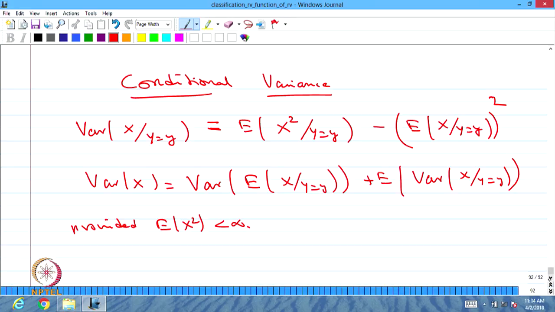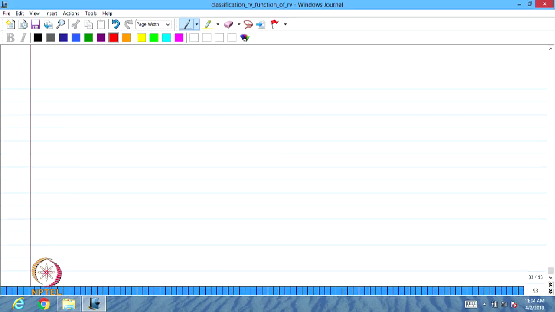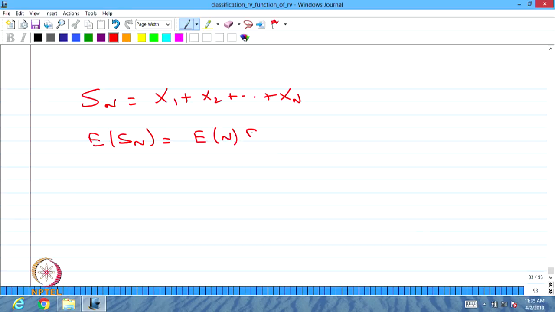We are going to use this result to compute the variance of a random sum. The random sum is defined as the sum of IID random variables, where N is a discrete positive integer random variable which is independent of the X's. We have already got the expectation of Sn, that is the expectation of N multiplied by the expectation of X1.